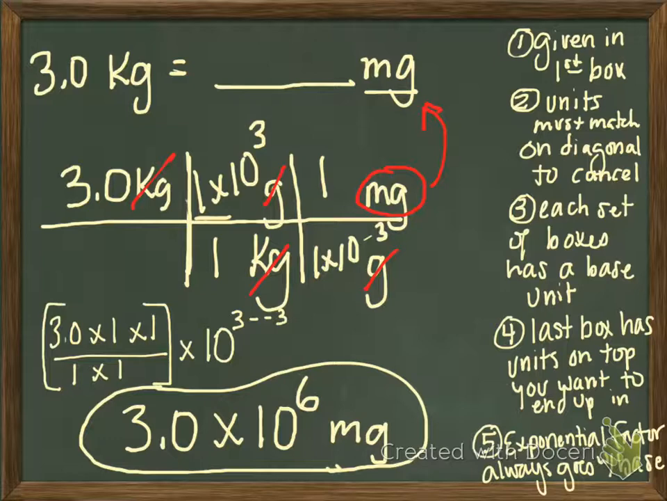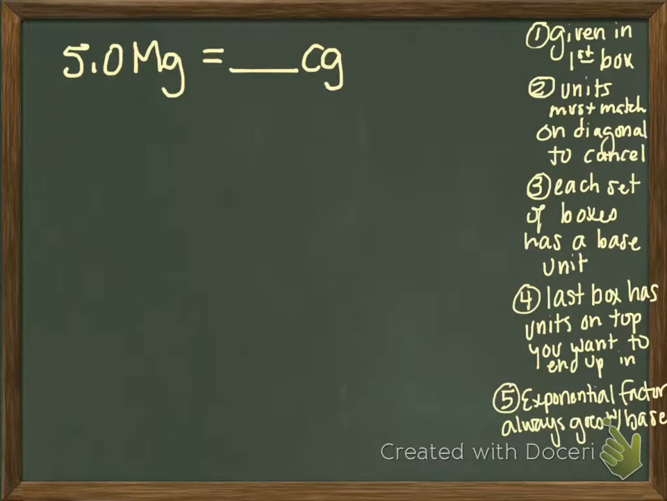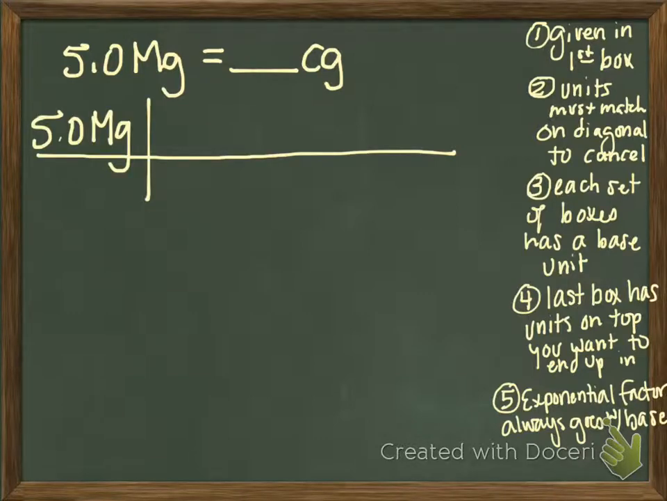Let's try a couple more examples. Okay, we've got our next problem. 5.0 megagrams equals how many centigrams? Let's start by checking through our rules. We want to put our given in the first box. Okay, so far so good. Now, the units have to match on the diagonal to cancel.